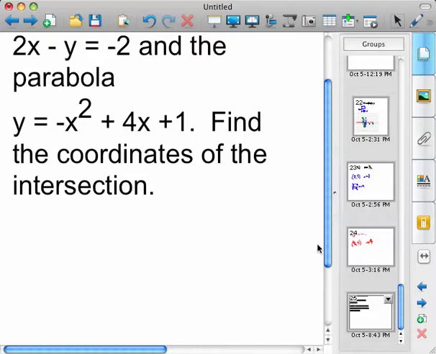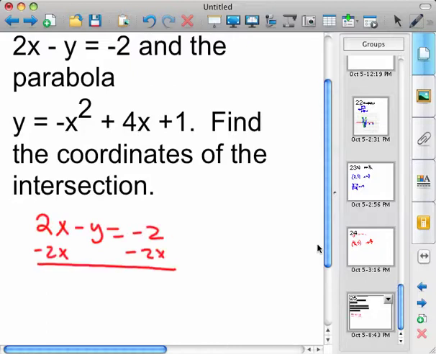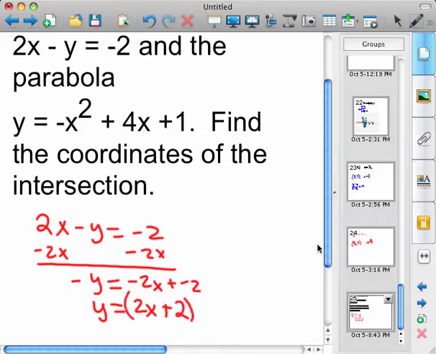So what we'll do here is I'll reposition myself so I can solve this, and I'm going to solve that linear equation for y. So we've got 2x minus y equals negative 2. I'll subtract the 2x over, and I've got negative y equals negative 2x plus a negative 2. Then change all my signs across by multiplying by negative 1, and so y equals 2x plus 2.